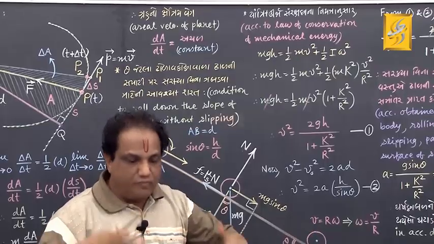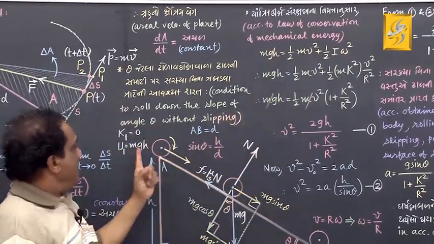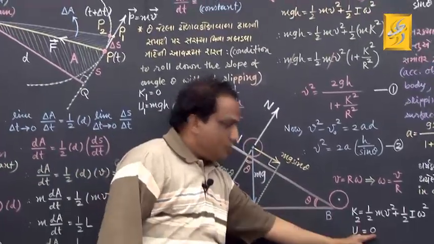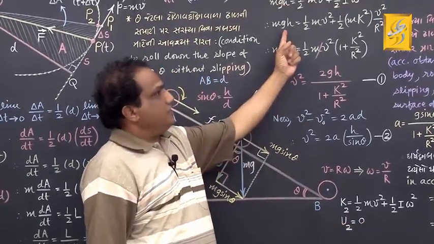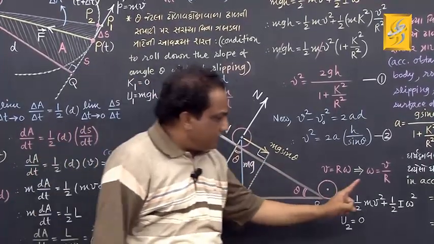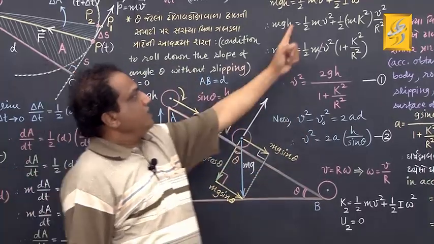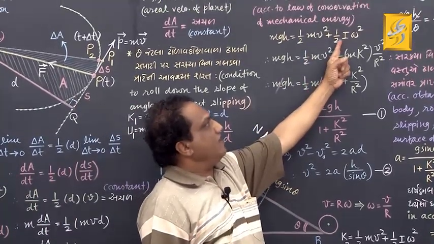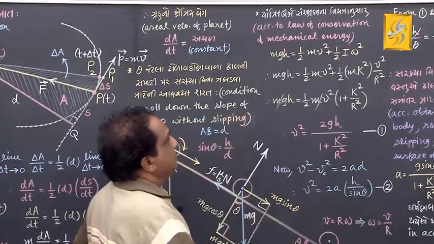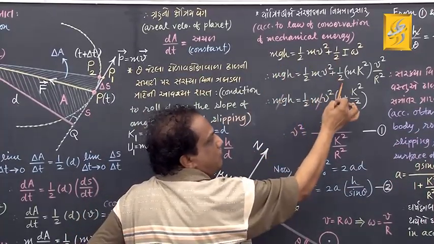Loss in potential energy should be equal to gain in kinetic energy. What is loss in potential energy? From mgh it has become 0, so loss in potential energy is mgh. And what about gain in kinetic energy? Gain in kinetic energy is this much: this minus 0. Correct? So gain in kinetic energy is half mv square plus half I omega square. Fine. mgh as it is, half mv square as it is.